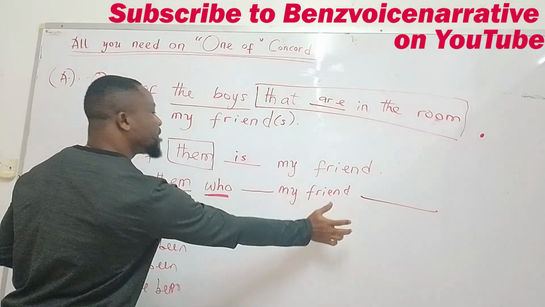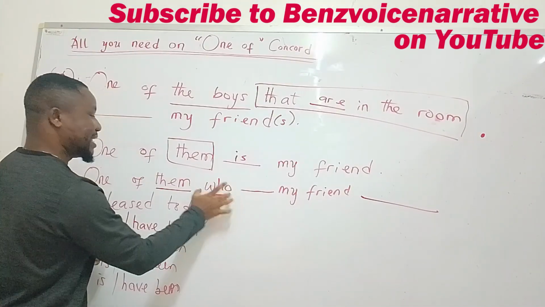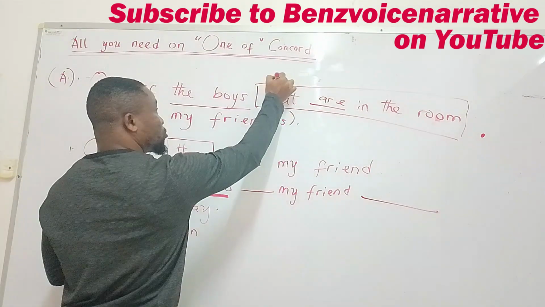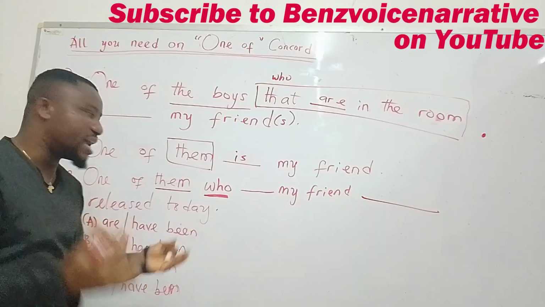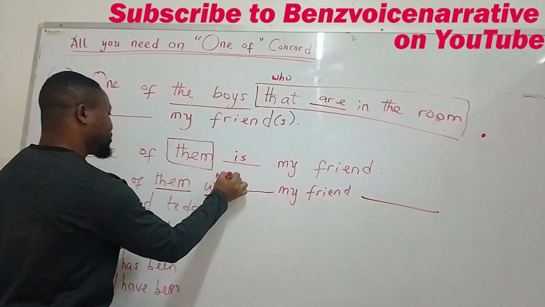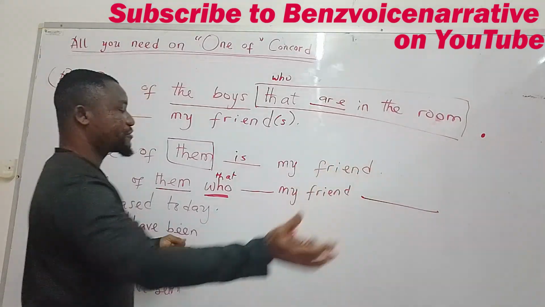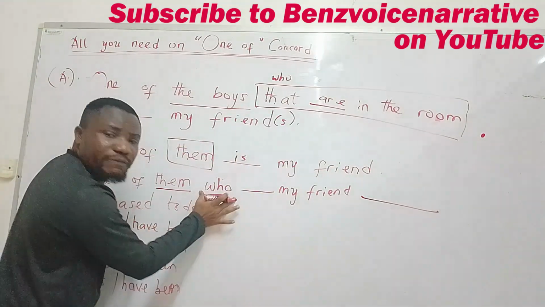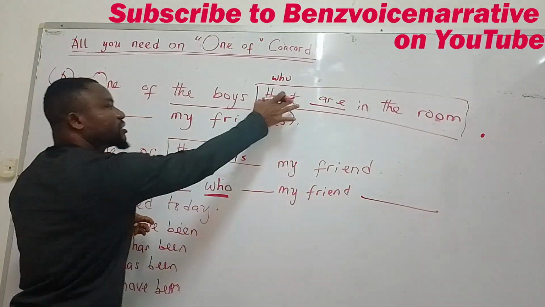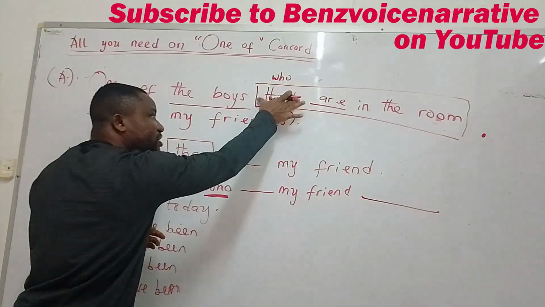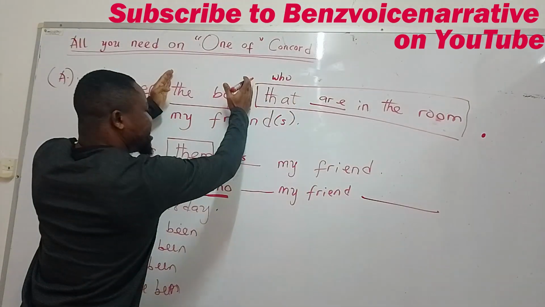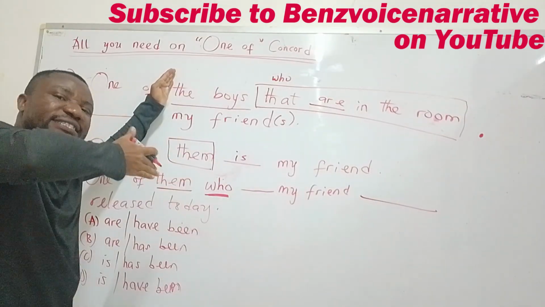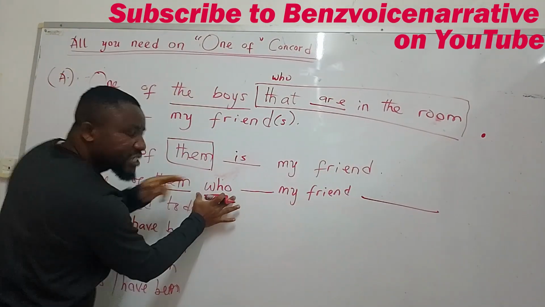So, one of them who, my friend. The function of this who, in this case, is different from the function of this that. Remember that this that can also be who, the same thing, relative pronoun, okay? This can also be that. One of them that, my friend, is still the same thing. But the function of this relative pronoun here is different from the function of this relative pronoun in this sentence. The function of this is that it describes what is here. A relative pronoun is a pronoun that describes the noun that precedes it, the noun before it.